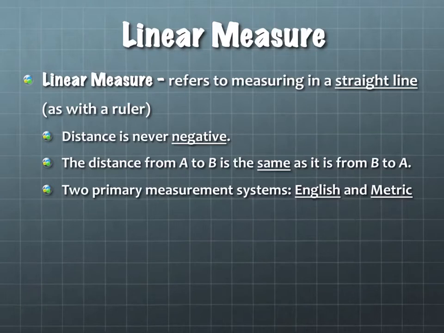The word linear refers to measuring in a straight line, like you would with a ruler. Okay, so we're measuring a distance specifically in a straight line fashion.